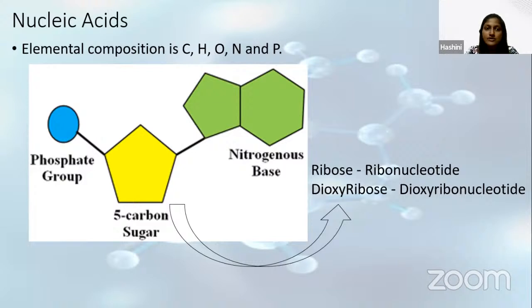You have to remember there are two types of nucleic acids. What are those nucleic acids? Two types: ribonucleic acid and deoxyribonucleic acid, right? These nucleic acids are actually polymers. That means one unit combines with various other units to make a polymer, and then we call it a nucleic acid.